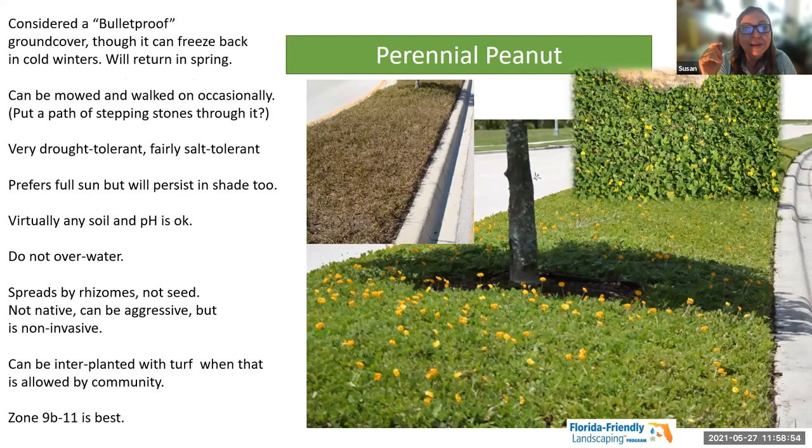Perennial peanut is another good choice for tough areas. It can freeze back in winters, though. It will return in the spring. You may not want to go all out on this for a large area, because of course, when it's disappeared, you can get weeds growing back in its place. You don't want to overwater it. It doesn't need much water at all.